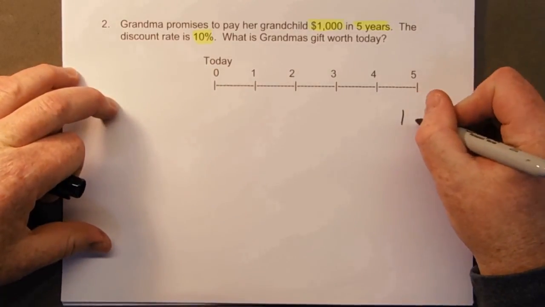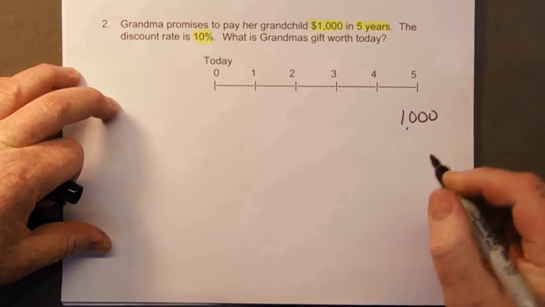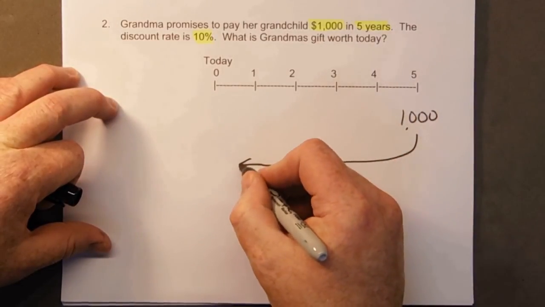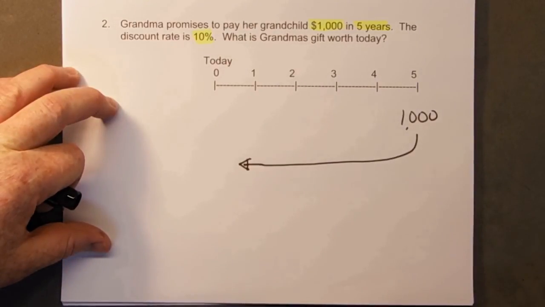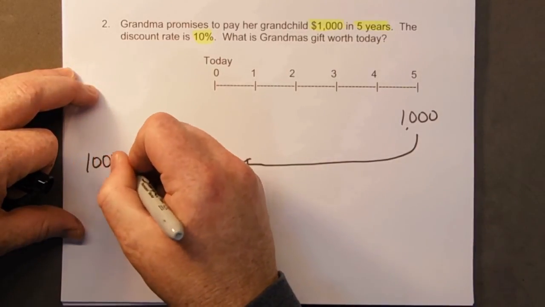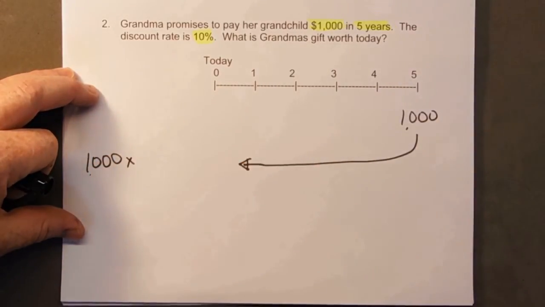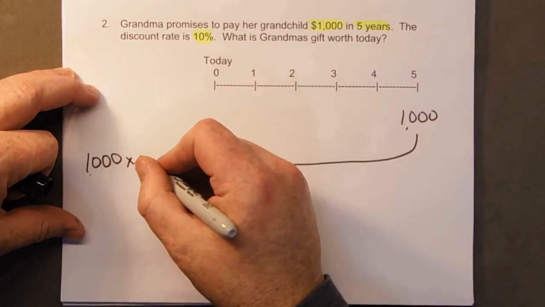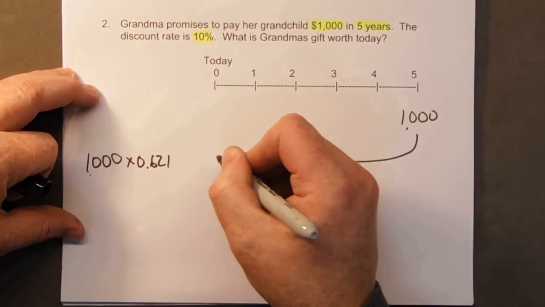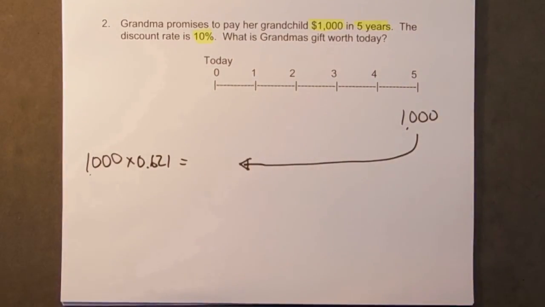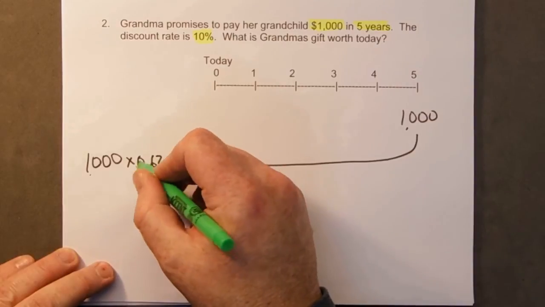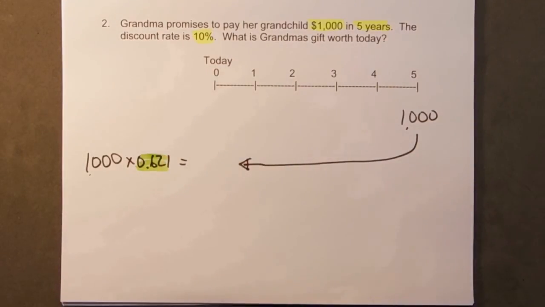Alright, well, let's take a look here. So this is $1,000 we're getting in 5 years. Get back to today. Take 1,000 times 0.621. So each dollar is going to be worth 0.621. So if you use 1,000 of them, that's going to be 1,000 times 0.621.